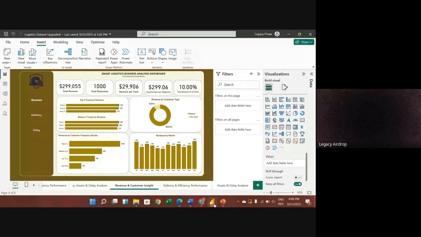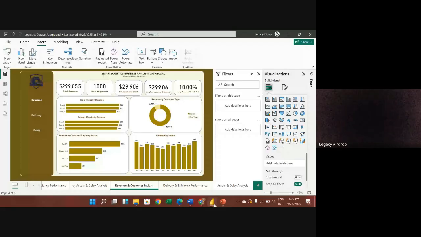Good evening, everyone. My name is Onwe Bonaventure. Over the course of my internship, we worked on building a smart logistics dashboard to analyze revenue, delivery performance, and delay patterns. The goal was to provide actionable insight that can help optimize logistics operations. So the question is, how can we maximize logistics revenue while reducing shipment delays?